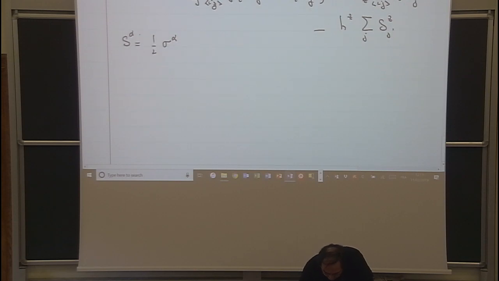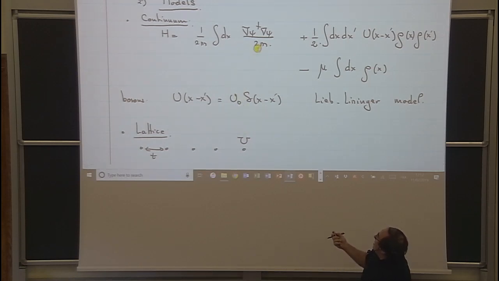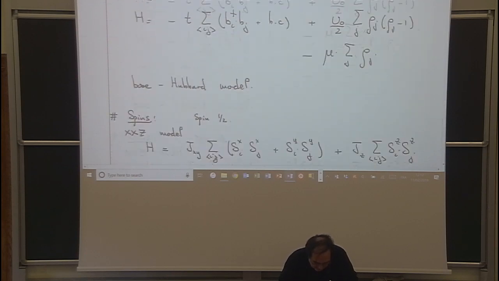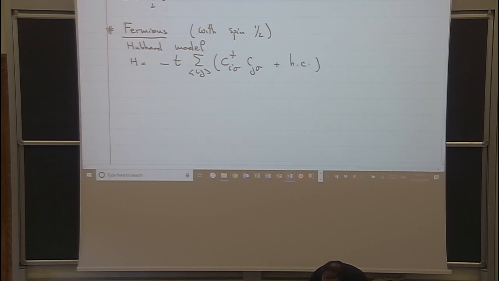And finally, if there are fermions, I will just give models on a lattice. So I can take, of course, exactly the same model as for bosons, both in the continuum and on the lattice. So this I will not repeat. But usually we like fermions to have spin 1/2. So I would say fermions with spin 1/2. And we'll see the relation between these models. Let me write the most famous model, which is called the Hubbard model. And this is H equals minus t sum over ij nearest neighbor, c dagger i sigma c j sigma plus Hermitian conjugate. So these are fermions hopping on the lattice.